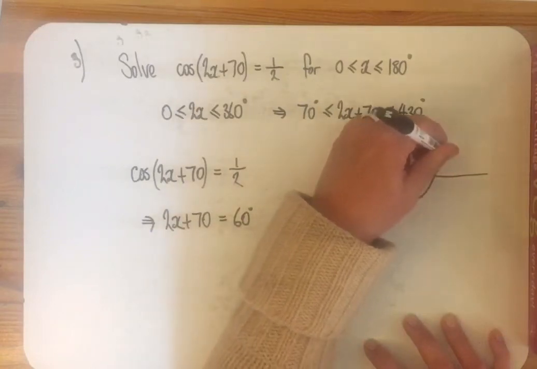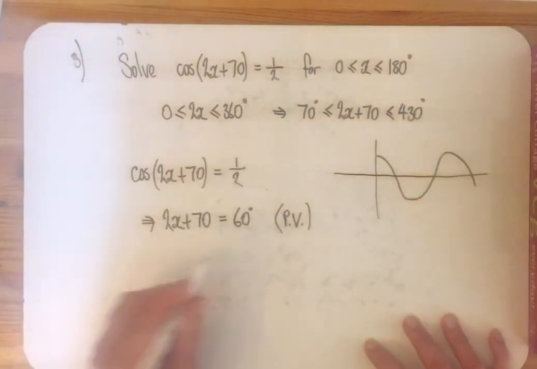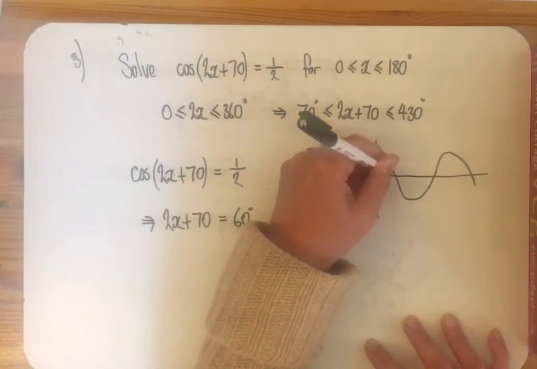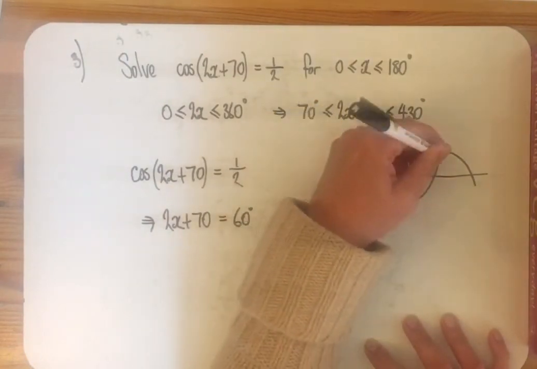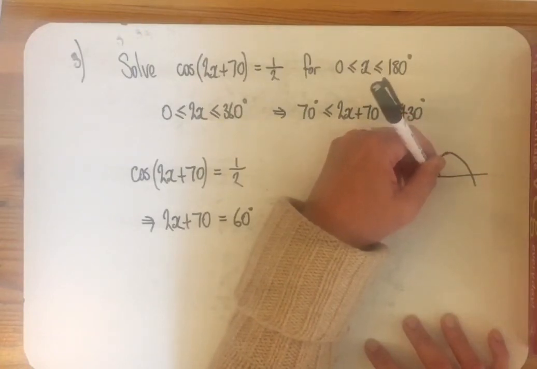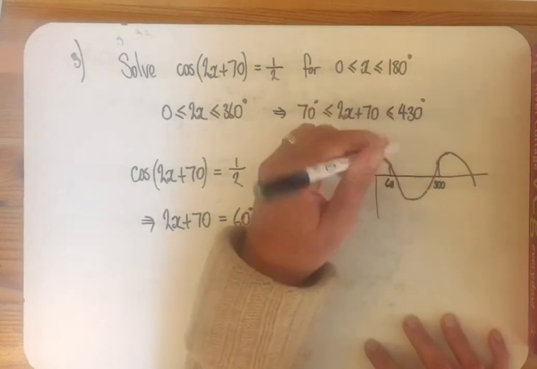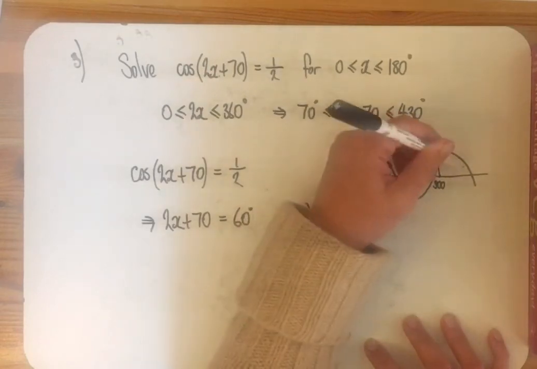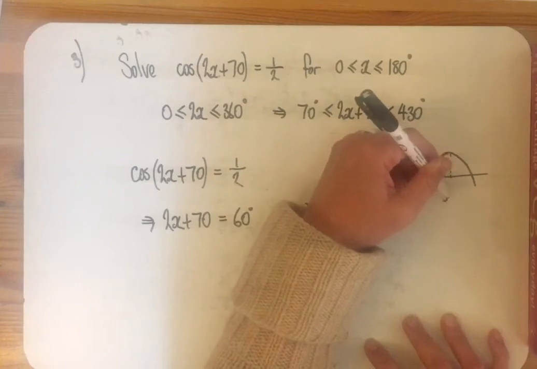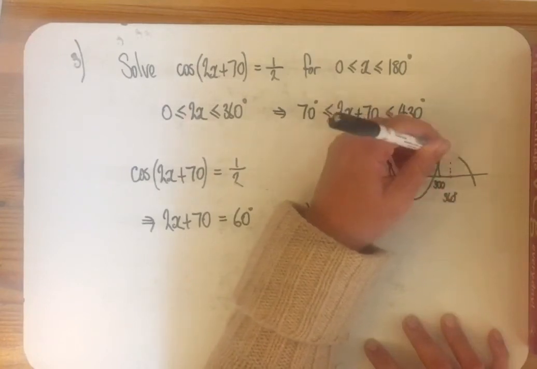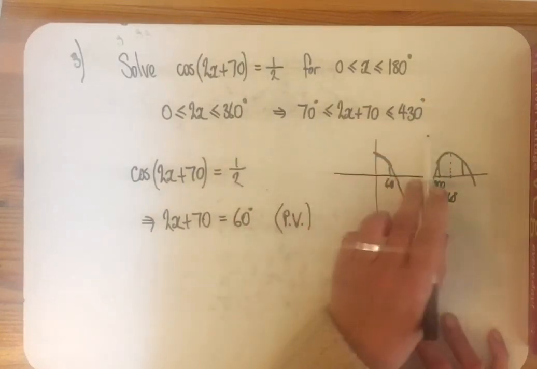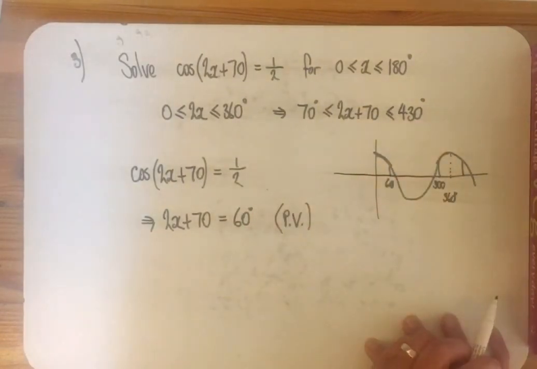So I've got one at 60, one forward 60, another one here going back 60 from 360, and then there'll be another one, so that's our 360 here. This is a bit like the other one, isn't it? So there'll be another one at 420, which is between 70 and 430.